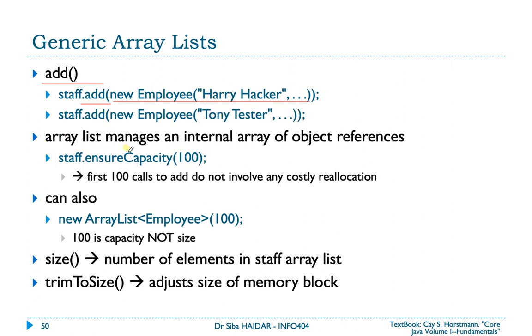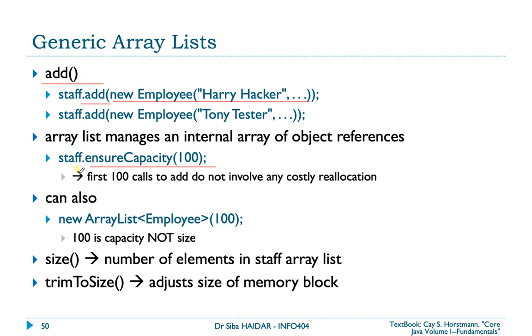The ArrayList manages an internal array of object references, and as we have said already, it expands itself whenever the size reaches its end. So in order to ensure the capacity, if you already know you have 100 employees you want to add, you can simply call ensureCapacity with 100 before you begin to add those 100 employees.